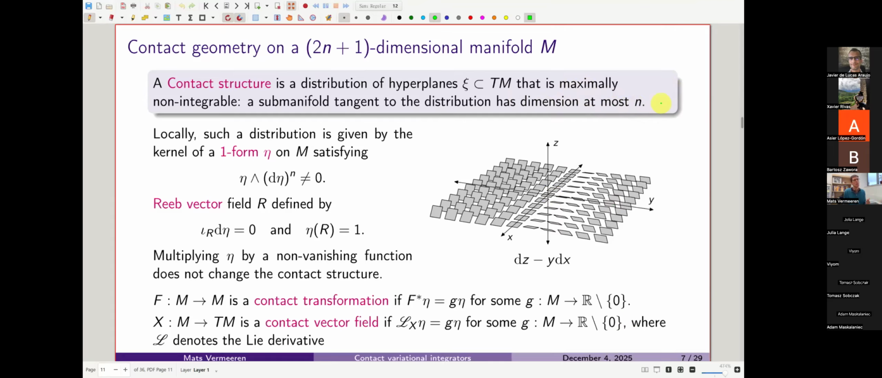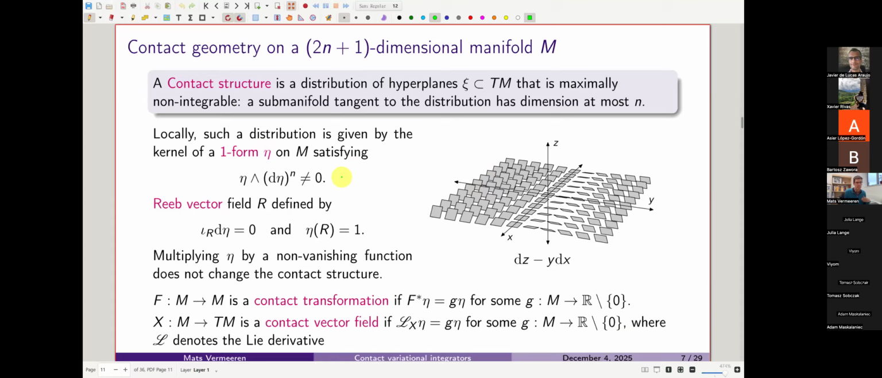Most of the time, we'll not be working explicitly with this distribution of hyperplanes, but rather with a one form, because we can think of a distribution of hyperplanes as the kernel of a one form. And then this integrability or non-integrability condition amounts to this expression. If we take the exterior derivative of the one form, take the nth power, and then wedge it once more with the one form itself, it should not vanish.